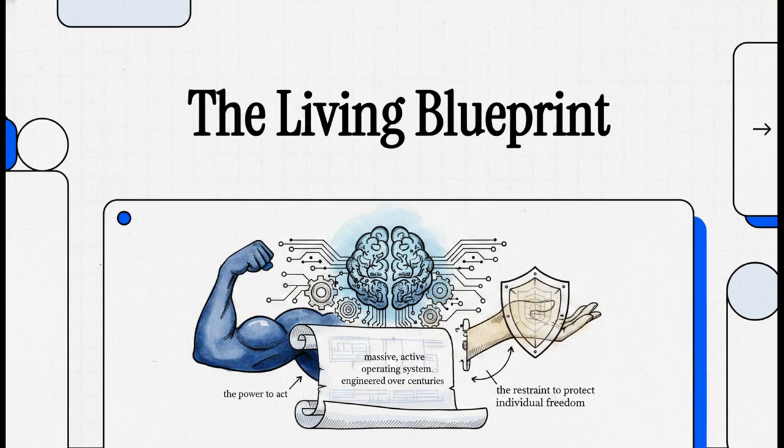Welcome to This Explainer. We often think of the US government as this dusty, static relic locked behind museum glass somewhere. But it's actually much more like a massive, active operating system. It's a living blueprint that's been engineered over centuries to balance two really competing forces: the power to act and the restraint to protect individual freedom. So, let's dive right into this.